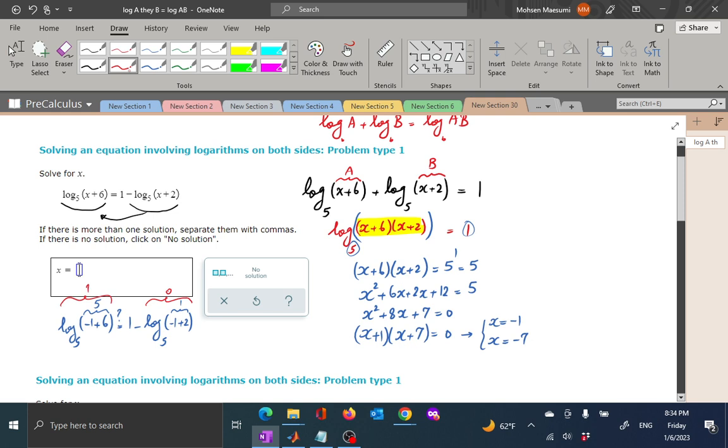Is it true that 1 is equal to 1 minus 0? Well, yes, of course it is. Well, what could possibly go wrong? Let's try with minus 7. If I put minus 7 in my equation, would it work? So if I have logarithm of minus 7 plus 6, is that equal to 1 minus logarithm of minus 7 plus 2?